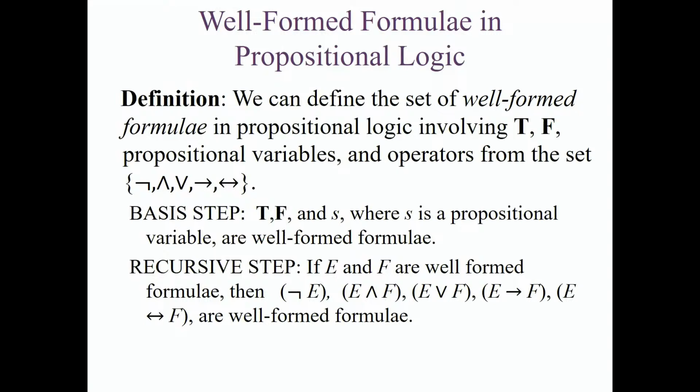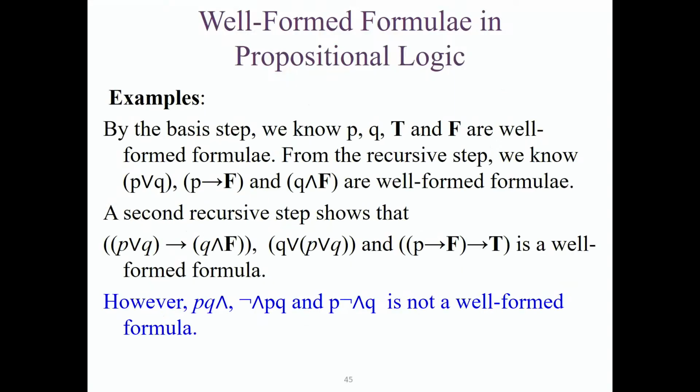Assume E and F are well-formed formulas. In the real example, we can replace E and F by P, Q, T, F in these well-formed formulas. So we can see P or Q, if P then F, P or F, Q or F are all well-formed formulas. This is the result of the first recursive step.